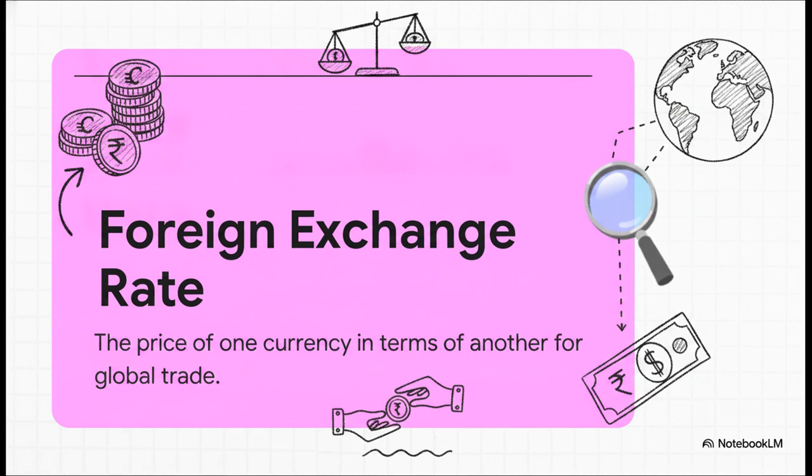I mean, imagine the total chaos in global trade without this. This rate is the crucial translation mechanism of the world economy. It's exactly what lets us figure out how many Indian rupees it takes to buy a $10 American import, completely bridging the gap between different monetary systems.